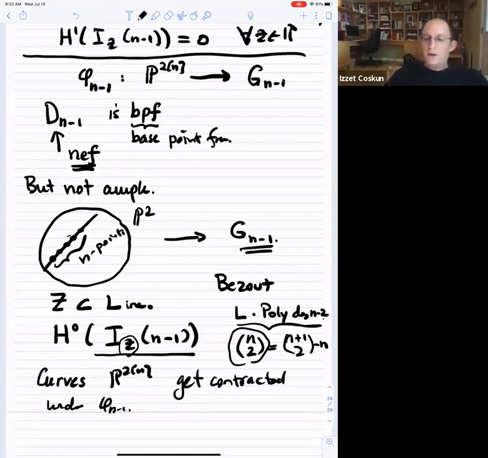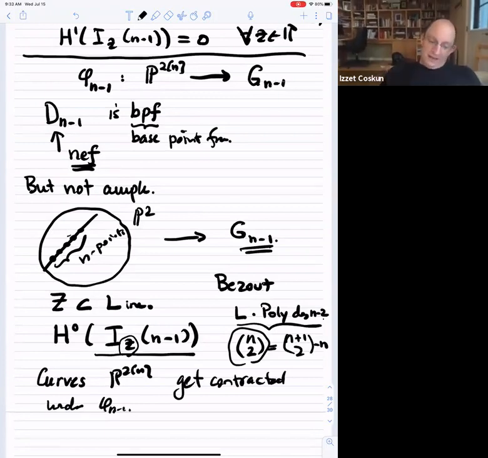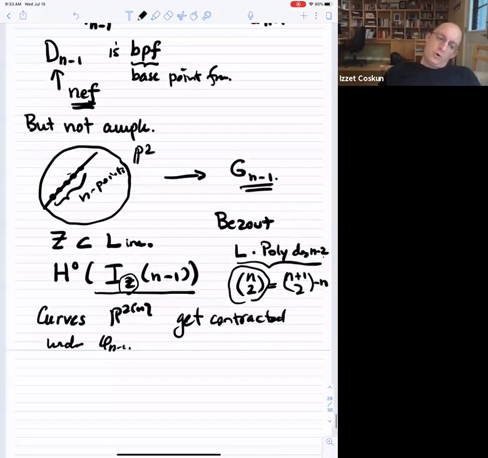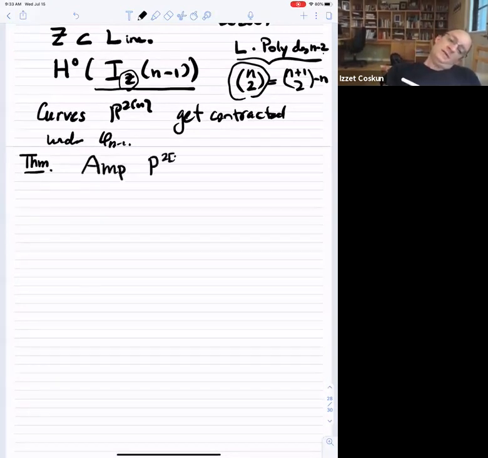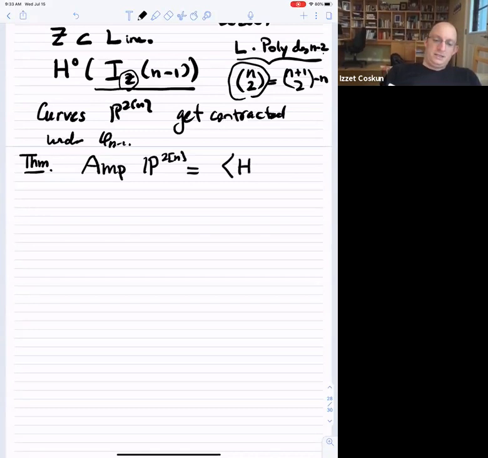Okay? All right, so now I claim that this tells us what the ample cone is. So the theorem is like this. The ample cone of this P2n is the cone spanned by h and (n minus 1)h minus b over 2. Okay, so let's maybe draw the picture.